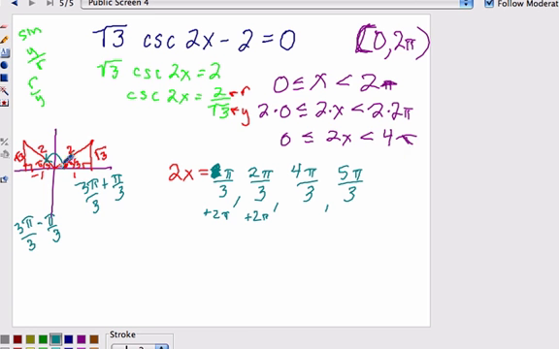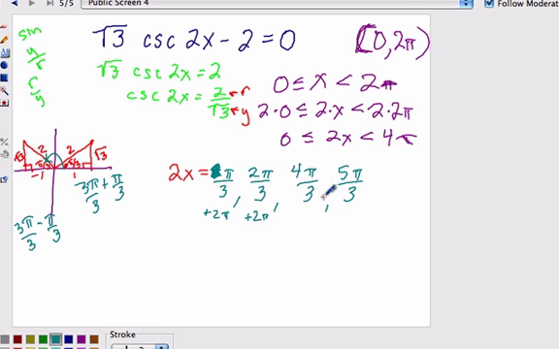Now, if I tried to go around 2 times and back to this one, you'll find that it's going to be bigger than 4 pi. It's not in that interval. Okay? So if I tried to add 2 pi to this, that would give me 7 pi over 3. Okay? So it's going to be too big.